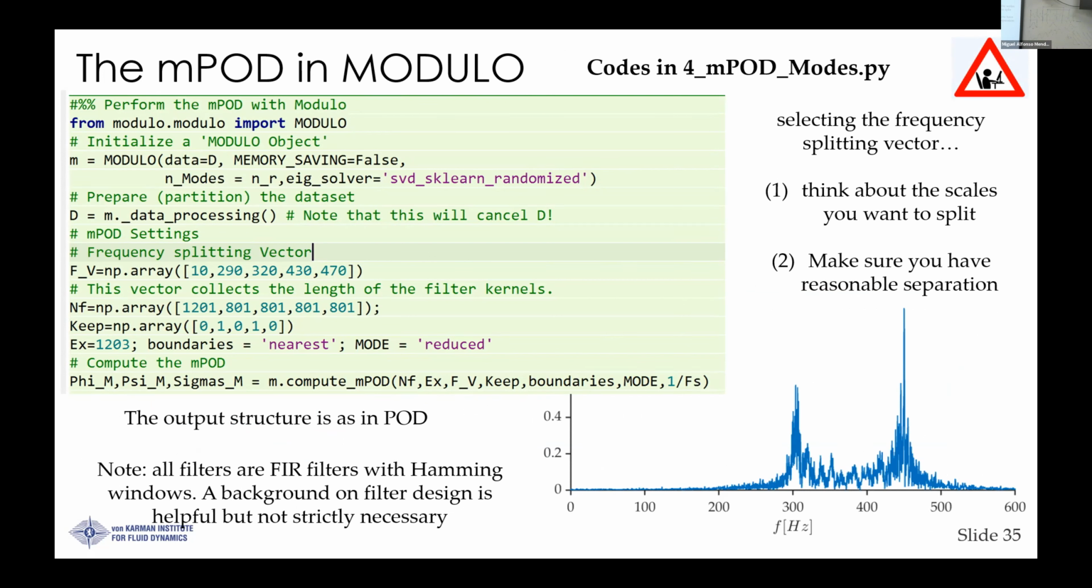Okay. Then you have two parameters. So this one collects the length of the FIR filters that will be used in each block. And this lets you decide if you want to use the MPOD as a filter or not. If you put 0, that scale will be killed. And then the MPOD becomes also a filter. Okay. If you put 1, that scale will be kept.